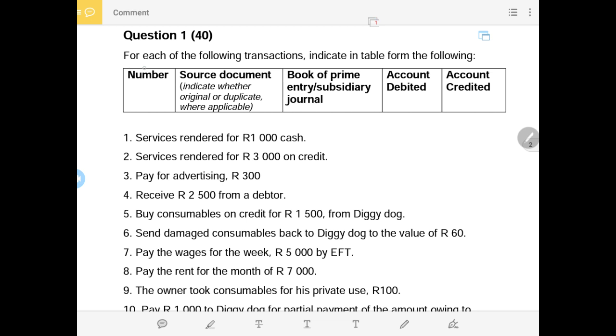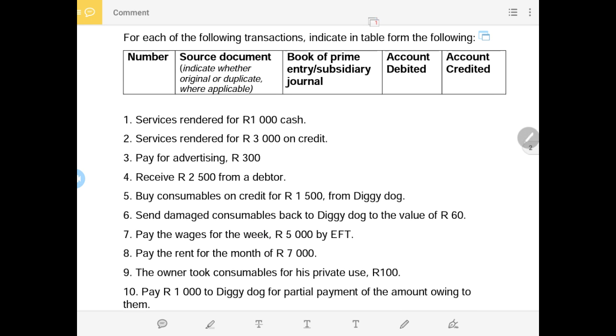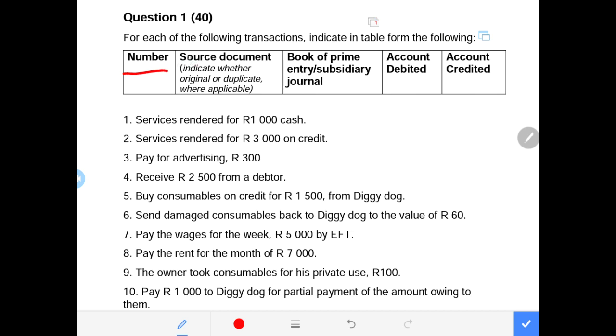The table must be as given below. You have a column for the number, a column for the source document. It further says indicate whether the source document is original or a duplicate where applicable. If there's a need for us to say original or duplicate, we must indicate it if it's necessary. Then the next column is the book of prime entry, which is your subsidiary journal.